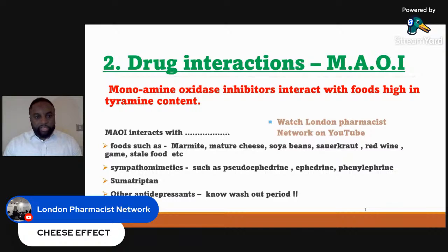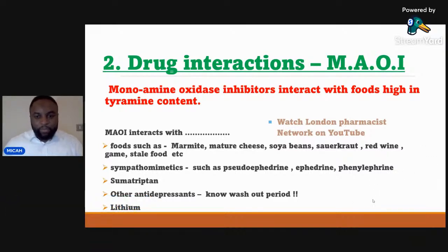So it's very dangerous. What examples of food substances are we talking about? We're talking about food substances like Marmite. We're talking about mature cheese, soya beans, red wine, game, stale food, things like that. Basically, all the things I like. All these things can interact with monoamine oxidase inhibitors and cause hypertensive crisis.